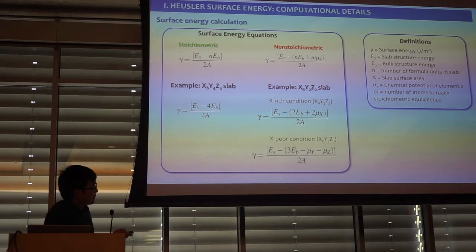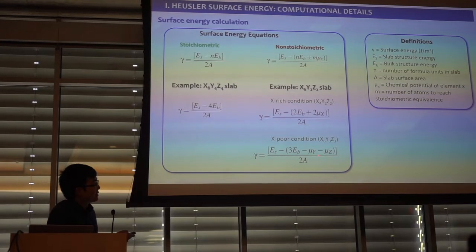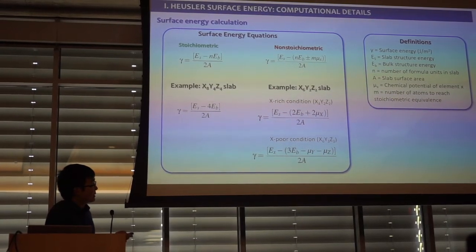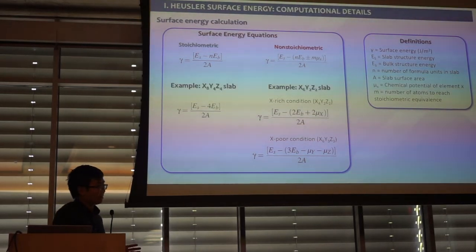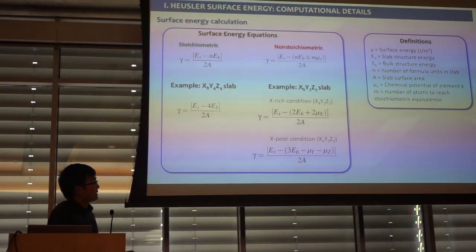Similarly, for the X-poor condition, we have n equal to 3, and you'll see that in this formula we have 2 in excess of Y and Z, so you have to subtract those chemical potentials from the bulk energy. And these chemical potential terms can be calculated from DFT from the pure bulk structure if we consider it to be rich in those conditions.